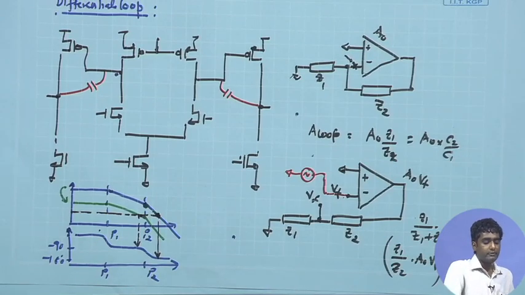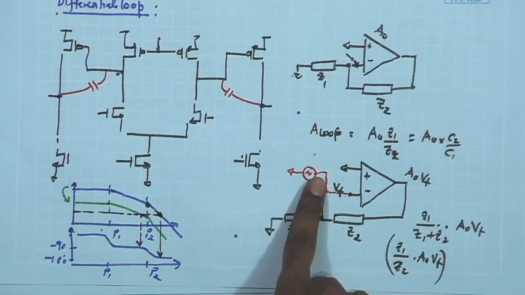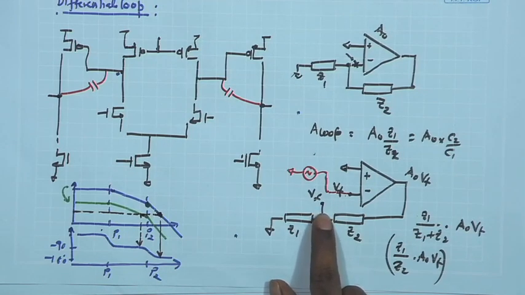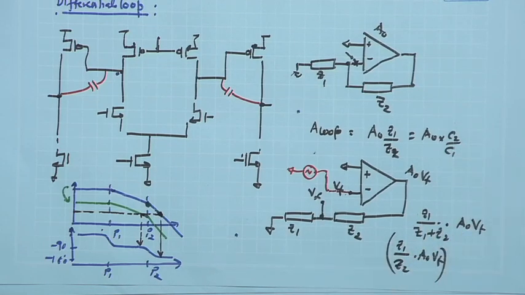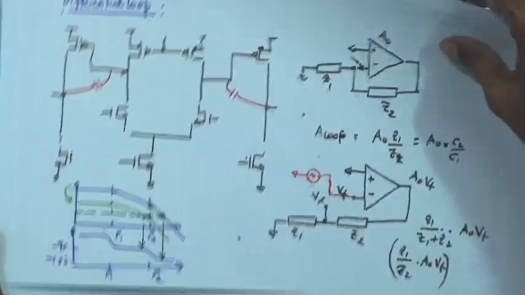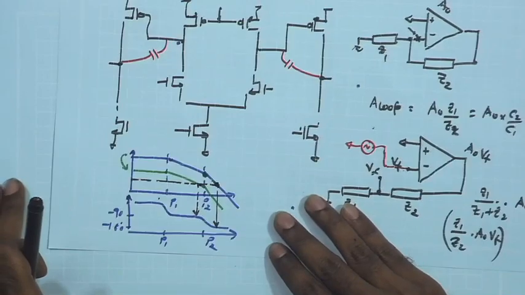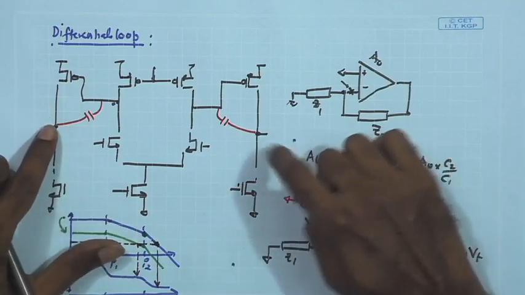So, what we are seeing is that for the differential loop analysis, this is the way we can break the loop, apply the test signal and observe the final loop response at this point. For that, the overall loop gain is A naught times Z1 upon Z2. Now, I want to look at the DC bias points to be taken care of while breaking this loop, so let us draw the transistor level schematic and make sure that the DC bias points are maintained while we open the differential loop.